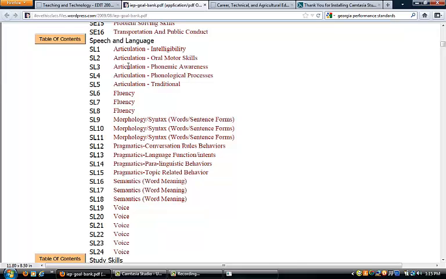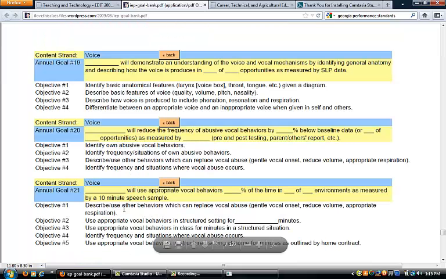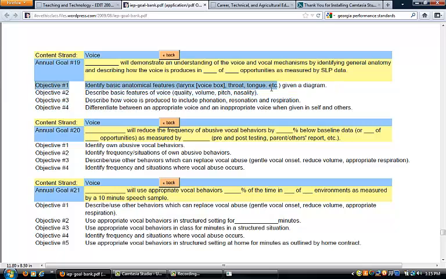So we have articulation or motor skills, fluency, syntax, pragmatics, semantics, and voice in itself. I'm going to come down here and choose voice and see what comes up. And we have the strand, which is voice, and the annual goal, which is more of what we talked about in class regarding percentages and SMART measurements as far as the standards are concerned. But we're going to use the objectives here as our standards.